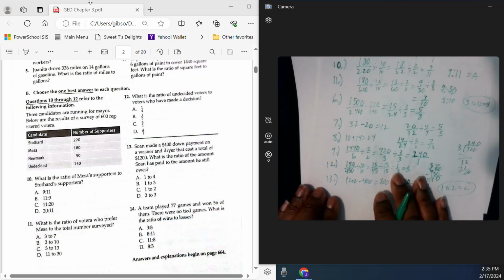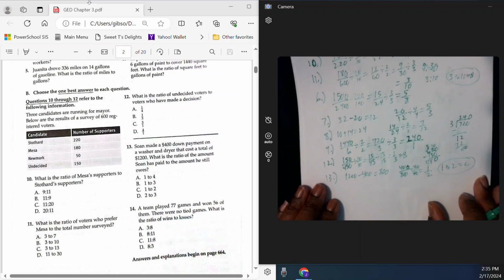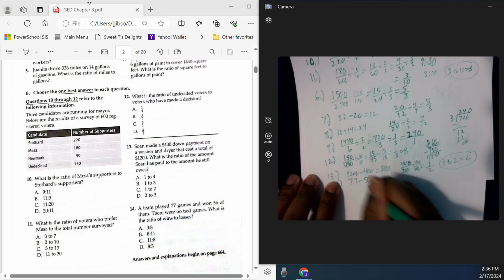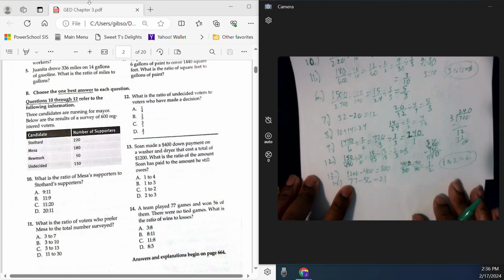Okay, last but not least, problem 14. It says a team played 77 games and won 56 of them. There were no tied games. What is the ratio of wins to losses? Now, they didn't tell us how many losses we have, so we have to figure that out by taking 77 minus 56. 77 minus 56 is 21.